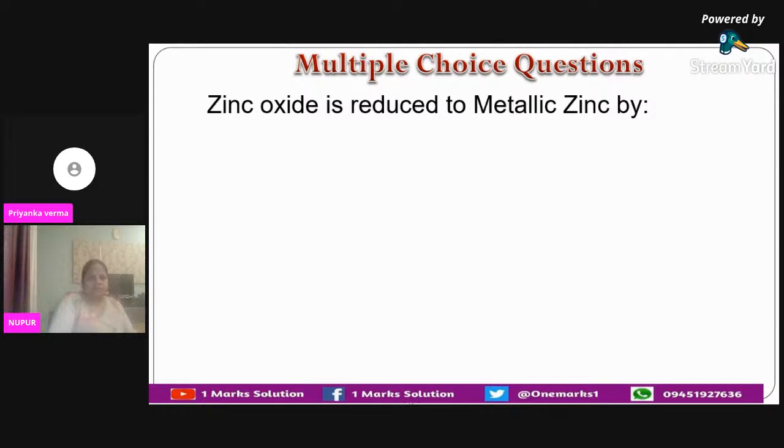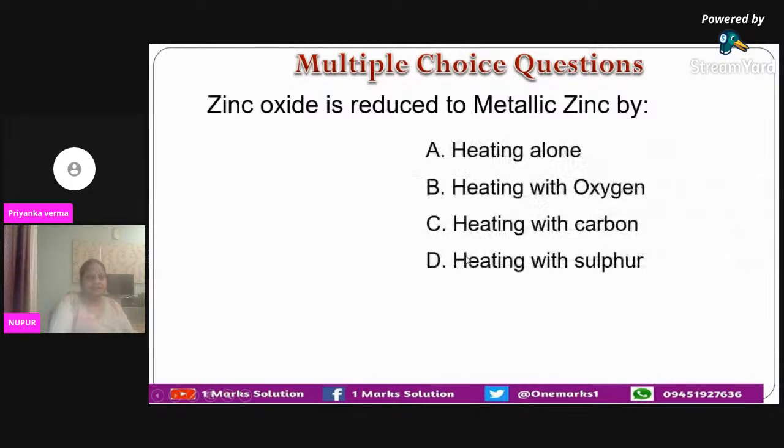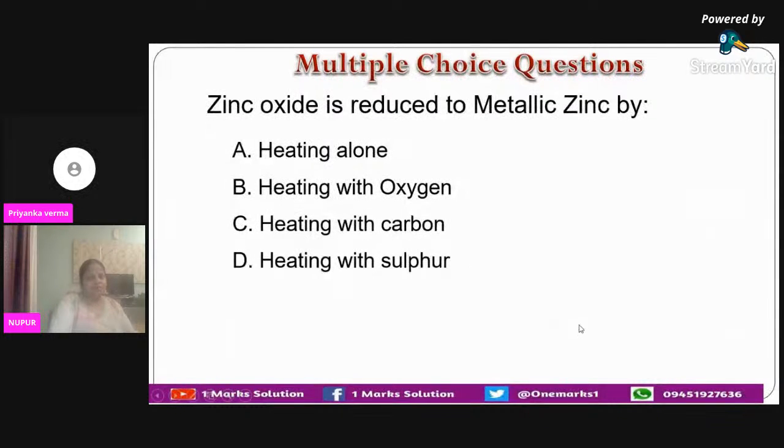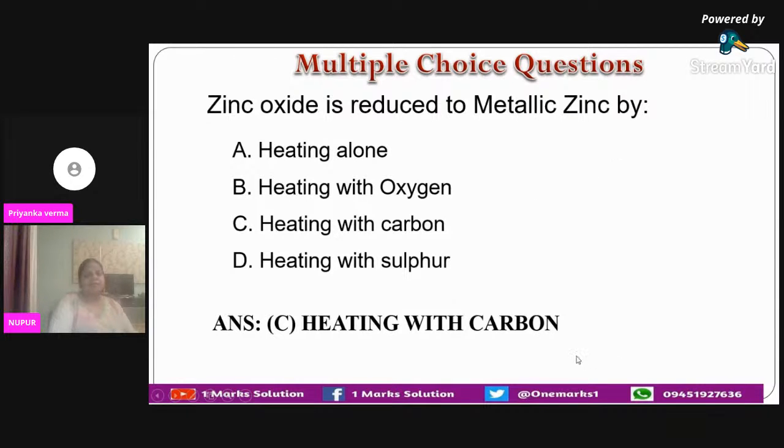we come to another question, that how zinc oxide can be reduced to metallic zinc. The choices are heating alone, heating with oxygen, heating with carbon, and heating with sulfur. Here, the answer is heating with carbon. Zinc oxide can easily be converted into zinc metal by simply heating with carbon in an open container.